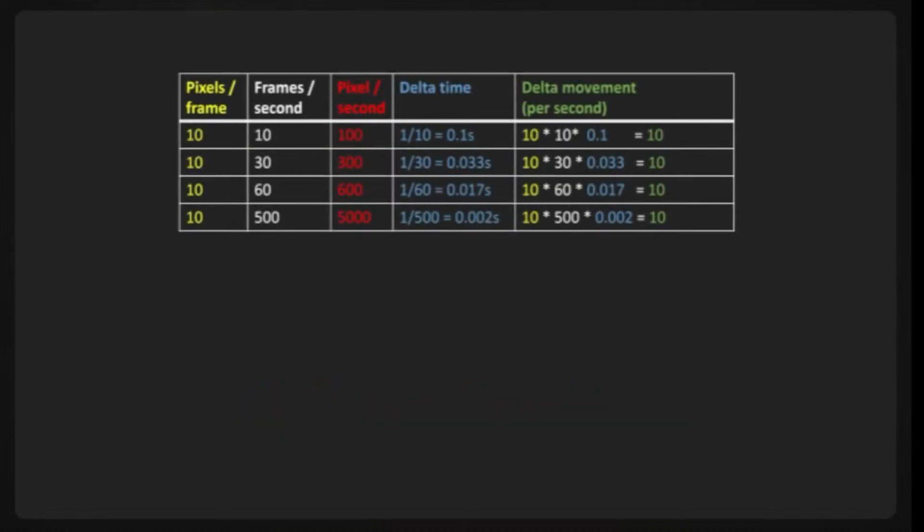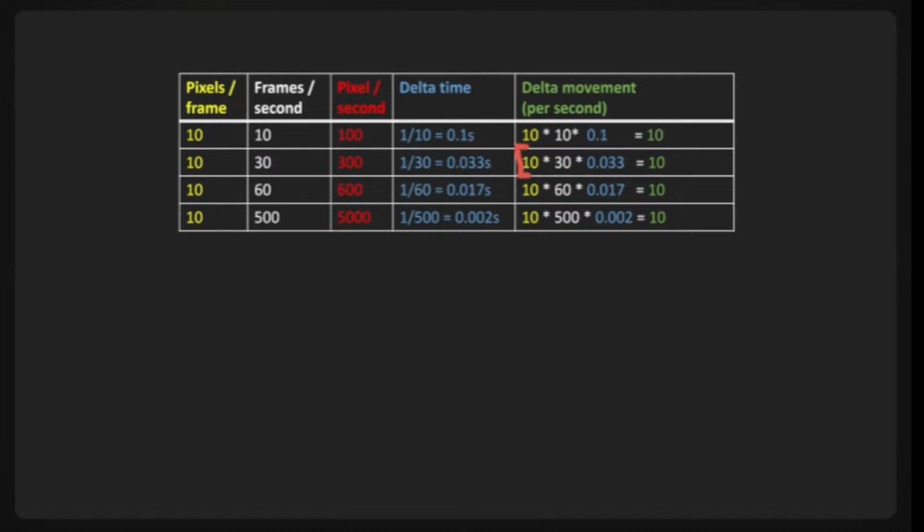because let's do the table again with delta time. The first three columns are what you have seen before. The only addition now is that we have delta time. For example, if our frames per second are 10, then delta time is 1 divided by 10, or 0.1. If our frame rate is 30, then delta time is going to be 1 over 30, or 33 milliseconds.